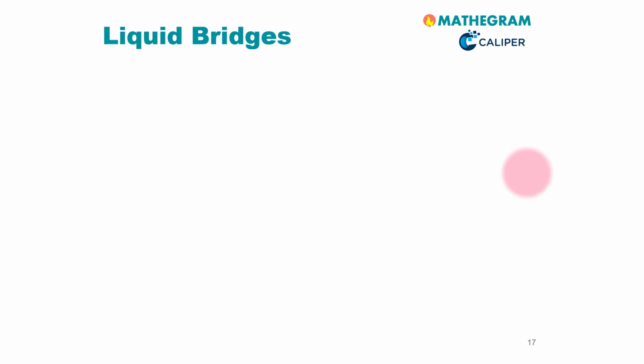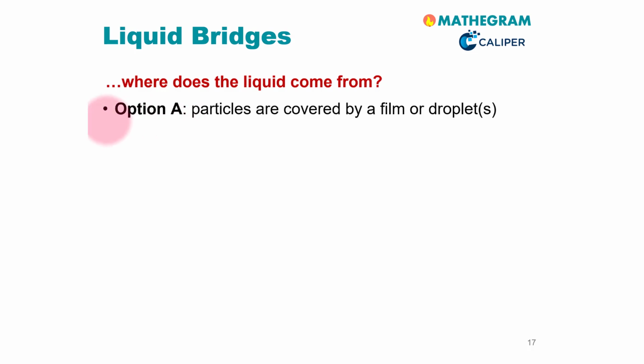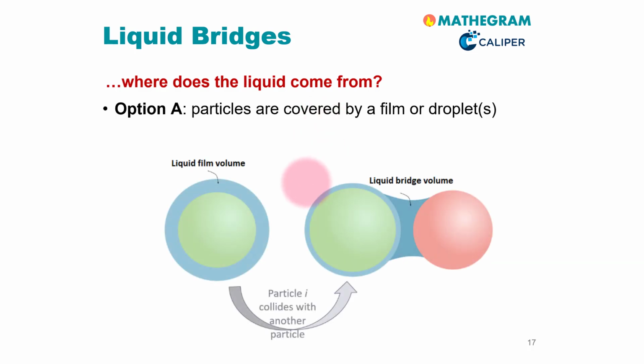We now have to ask ourselves, where does the liquid come from? Well, there is the obvious option, option A. Particles are covered by a film or droplets are sticking to the surface of the particles. The classical picture that we should have in mind is that there is a continuous liquid film, and if a particle collides with a particle having such a liquid film, a bridge forms. Of course, this is a simplified picture, however it allows us to start with a simple analytical model, for example.